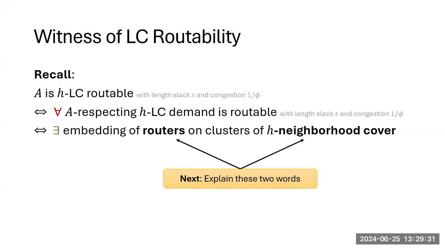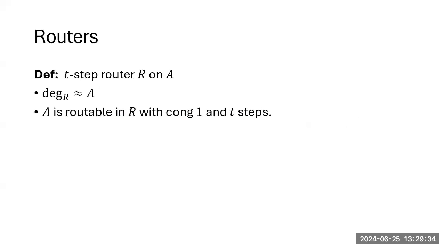Okay. So first, routers. I said that a T-step router is just a graph. I call it R. A T-step router R for a node weighting A is a graph such that its degree profile basically is A, let's say within constant factor 2. And now it should be that anything on A is routable inside this router R with congestion 1, so no congestion, and step T. That's when I say a graph is a T-step router.